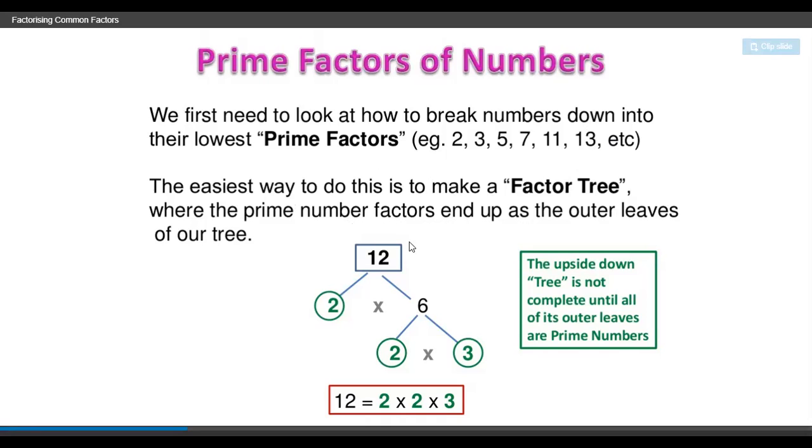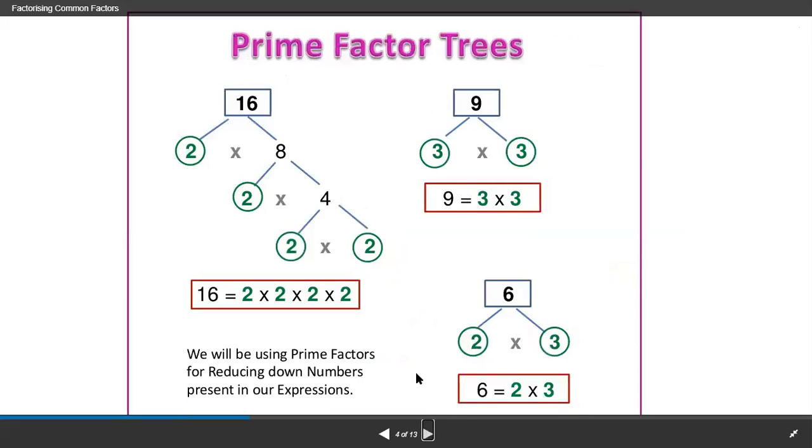For example, if you have 12 and we want to find the prime factors of 12, we are going to make a factor tree. Then we can say that 12 equals 2 times 6. Then 6 is not a prime, so we have to continue. So it will be 2 times 3. Now we stop, so the prime factors of 12 will be 2 and 2 and 3. Then we will move to the next part.